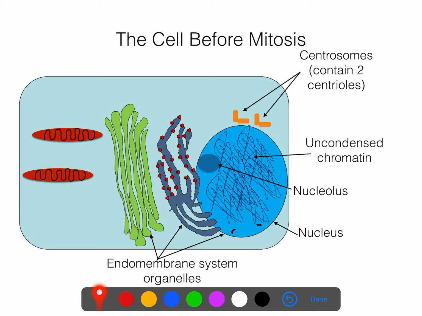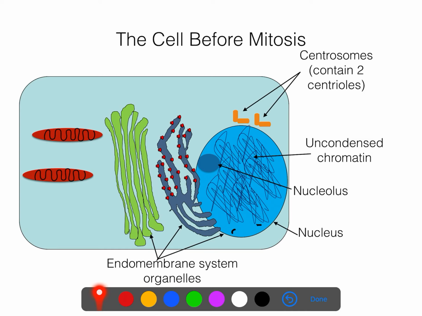We have these centrosomes, right? 2 centrosomes, and each centrosome contains 2 centrioles. If you'll recall, these are non-membrane bound organelles that make microtubules, which are these structural highways, part of the cytoskeleton that the cell uses to give itself structure and to move things around.